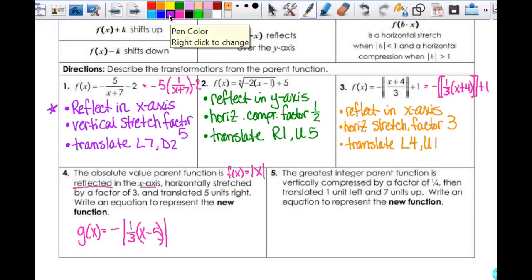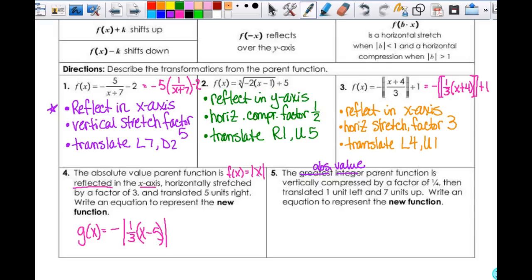Okay, number 5. Greatest integer, which I did not say change this to signum. A lot of you did. I don't know where you got that from. I did not say to change this one. I said you can leave it as greatest integer, because you're not having to graph it, or you can make it absolute value if you want to. If that makes you feel better, it's fine. Even though this is absolute value too, because it's all about the transformations here.